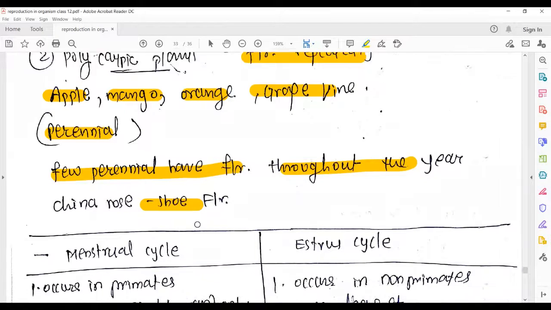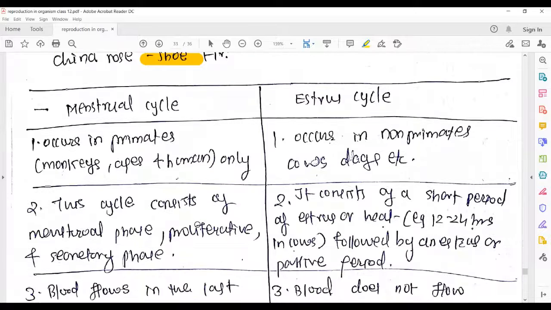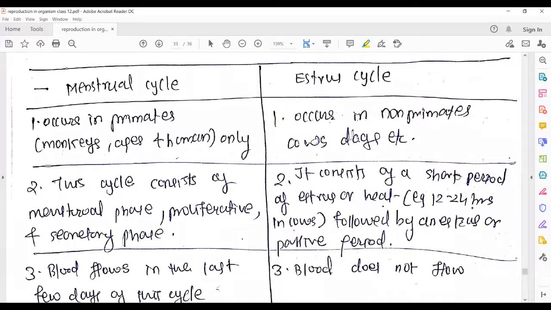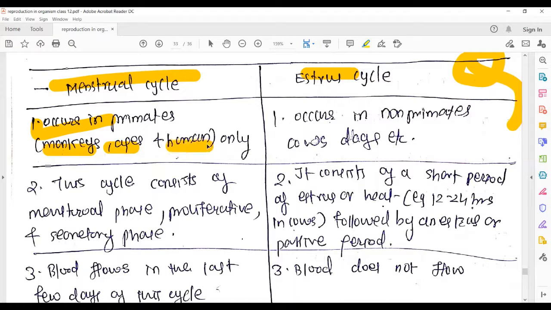Now, after understanding this plant characteristic, we are entering the very important part of the chapter, the difference between the menstrual cycle and the estrus cycle. Menstrual cycle occurs in primates like monkeys, apes, and humans only. The estrus cycle takes place only in non-primates like cows, dogs, etc.